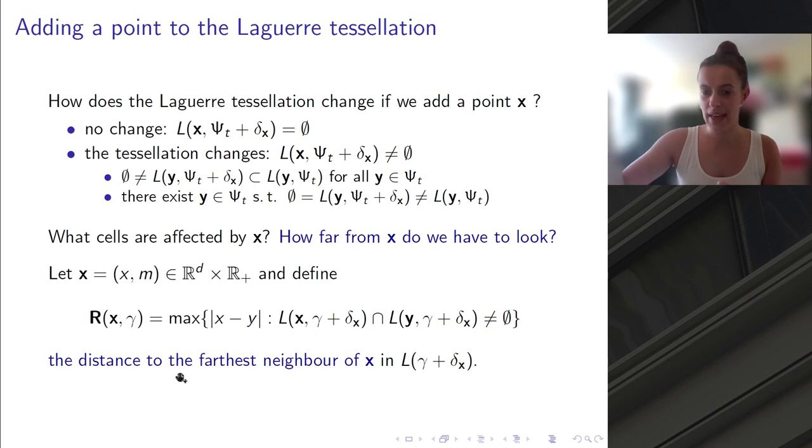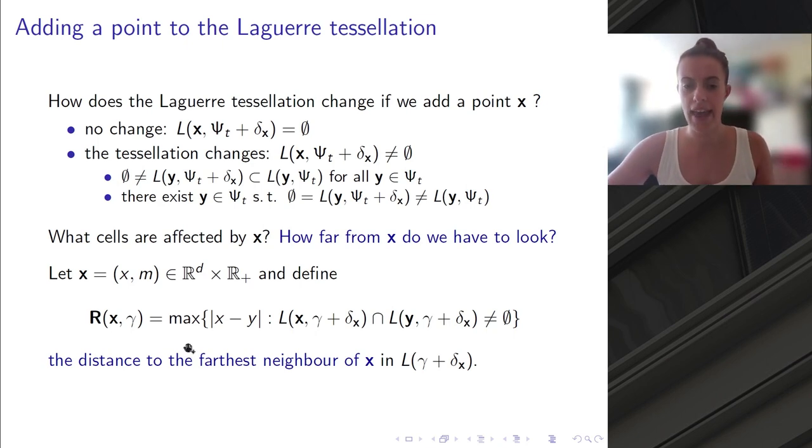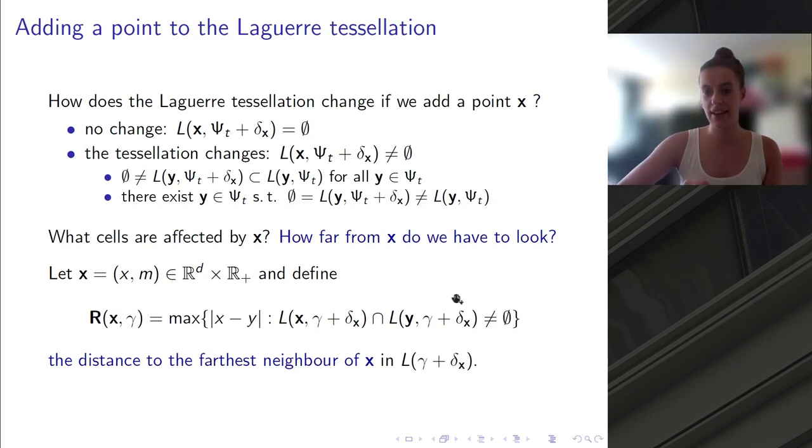We look at all the neighbors. A neighbor is any point whose cell intersects the cell of x. And then we take the farthest one. And so this is the random variable that we need to study in order to attack the upper bound that the Malliavin-Stein method gave us.